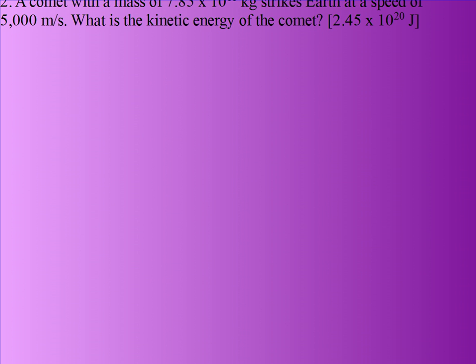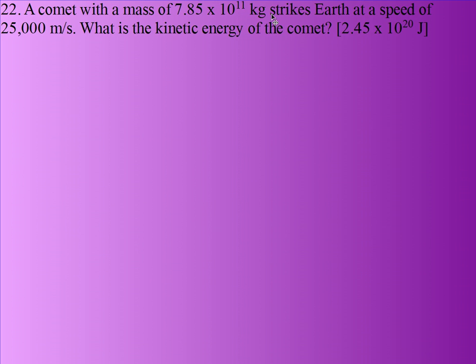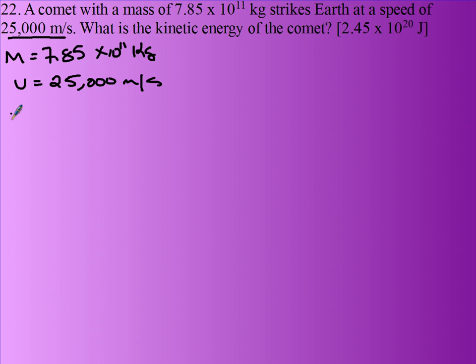So, suppose I have a comet that has a mass of 7.85 times 10 to the 11th kilograms, and it hits the Earth at a speed of 25,000 meters per second. What's the kinetic energy?